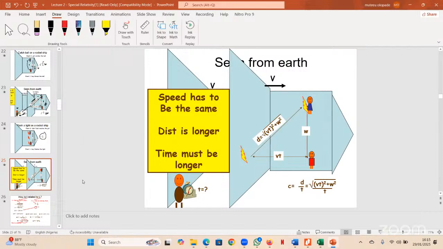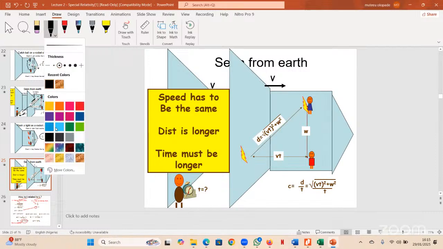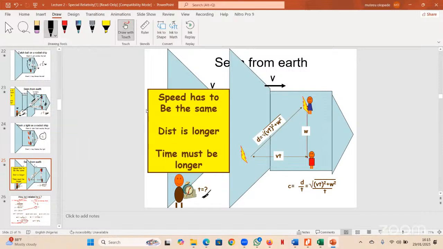So as seen from the surface of the earth, what the observer on the surface of the earth views is this. The speed remains the same. The speed at which the ball moves from the boy to the girl remains the same. But the distance seems longer because along this route is about 5 meters as calculated. So the time must be longer. The time between the events must be longer.